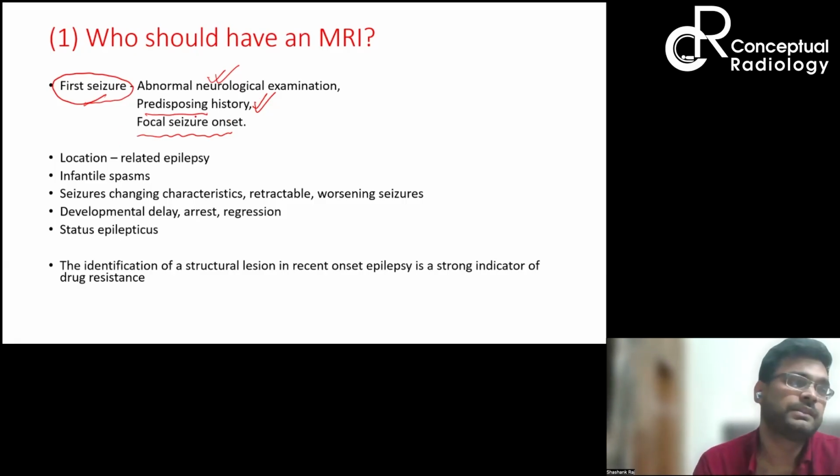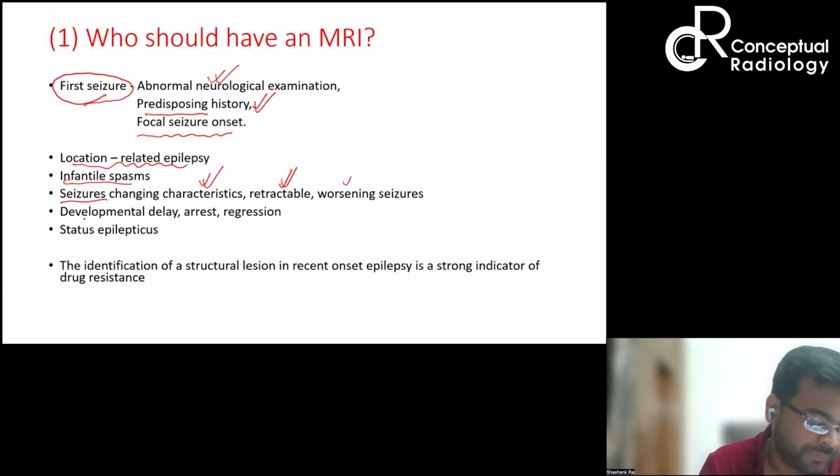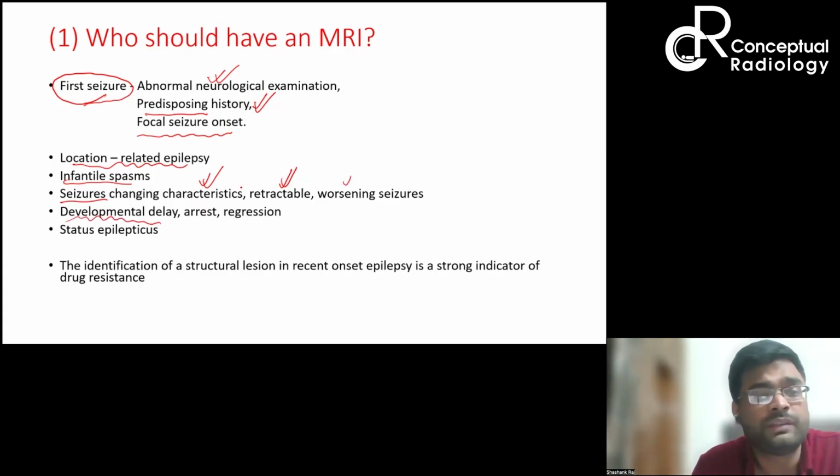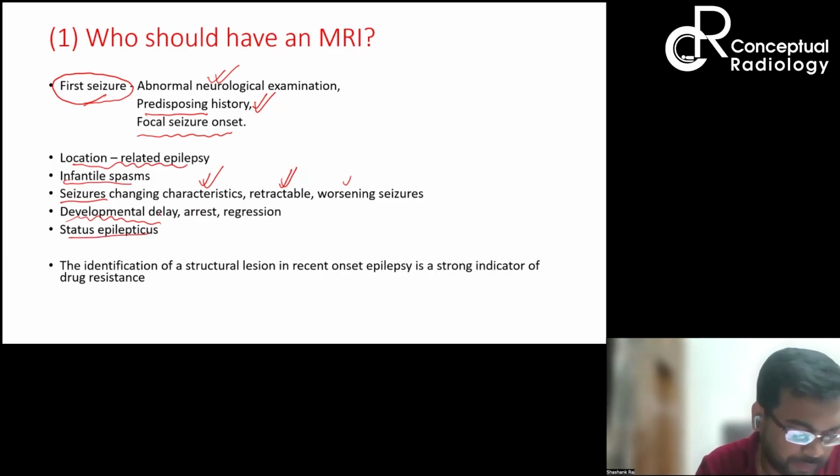As far as epilepsy is concerned, in focal location-related epilepsy we should do MRI. Also in infantile spasms, or seizures with changing characteristics, becoming refractory or worsening. In a child with seizure with developmental delay, developmental arrest or regression, MRI should be done. Also in status epilepticus.